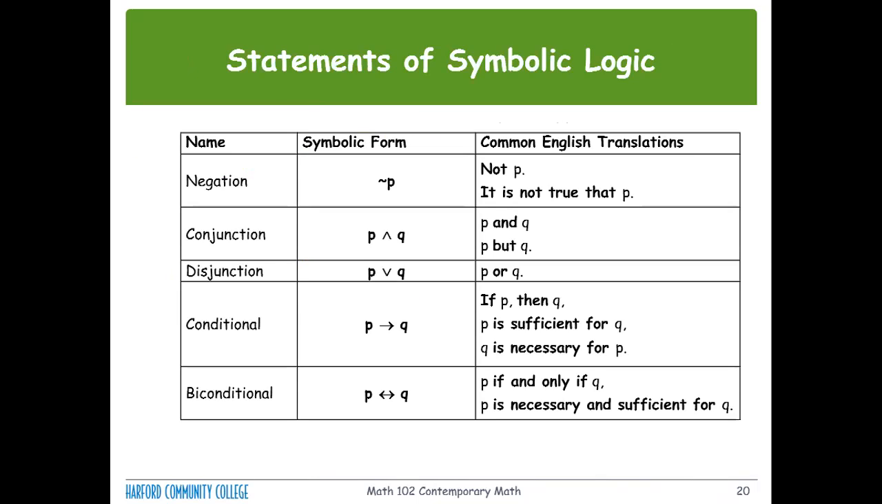At this point, you see the symbolic form for the negation or the not P, the conjunction P and Q, disjunction P or Q, conditional statement if P then Q, and the biconditional statement P if and only if Q.